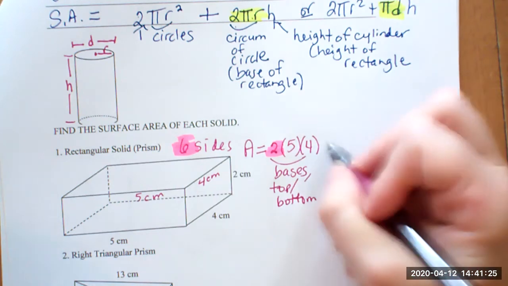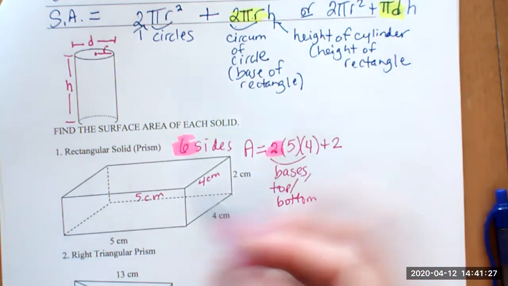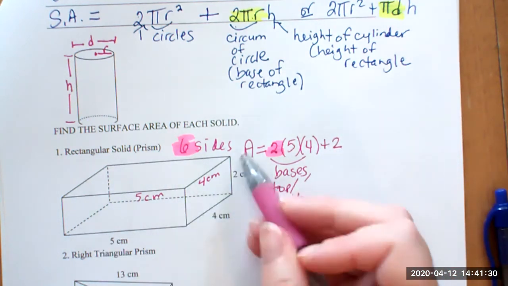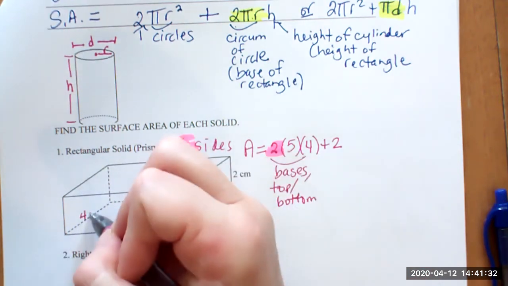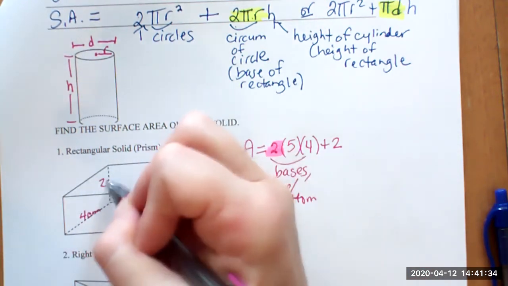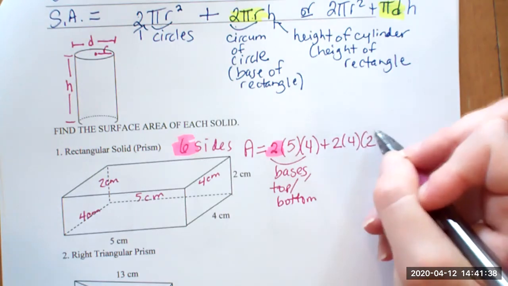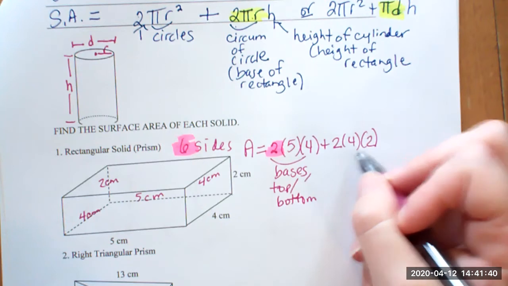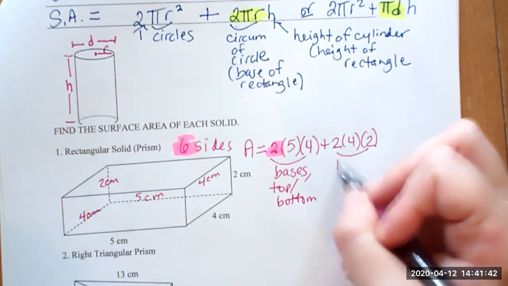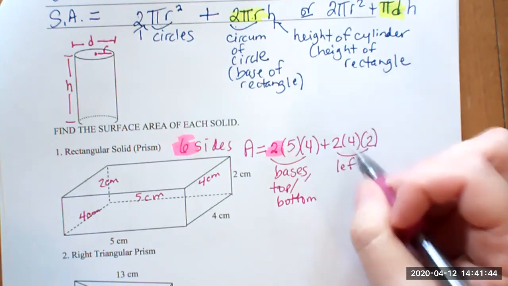Okay? Then I've got the 2 sides, which are on the left and the right, 4 by 2, and then over here, 4 by 2. So 2 times 4 times 2. Okay? And this is going to be the left and right lateral sides.